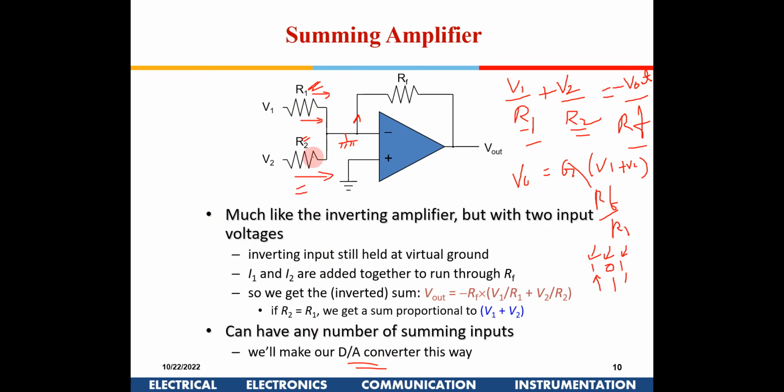If you have an 8-bit D2A converter, I have written it like this because I have shown only 2 bits. Suppose I want 8-bit or 16-bit data, so I can make an 8-bit D2A converter or a 16-bit D2A converter.